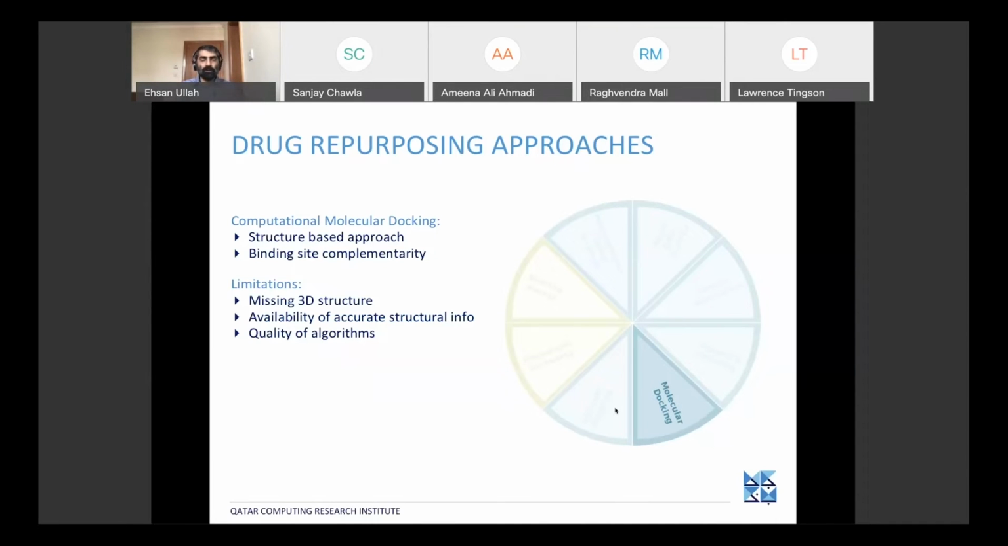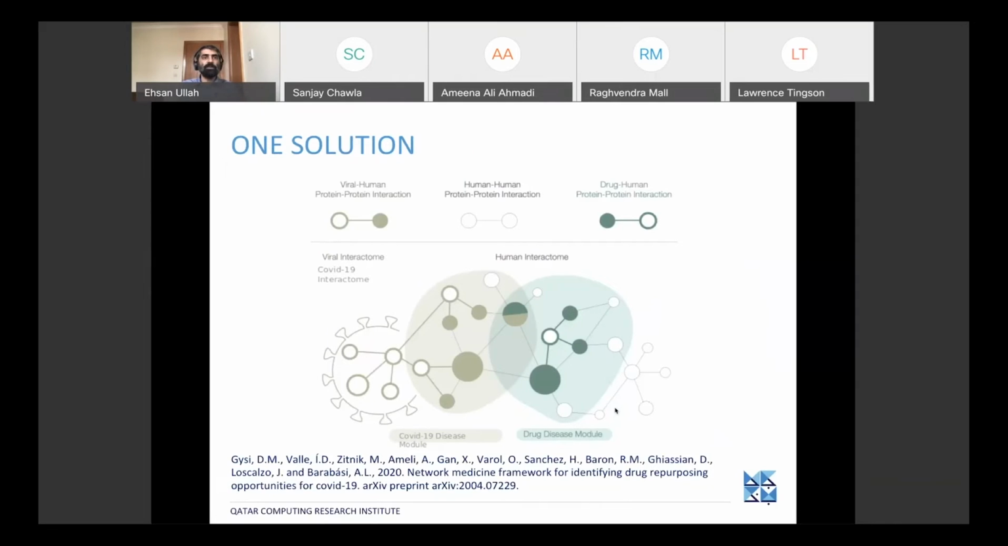One of the solutions based on these computational approaches, as described earlier, has been presented by Barabási, and they're using a network-based approach. This slide shows physical interactions used as input of the framework. On the left-hand side of this slide, you can see viral human protein interactions. These are capturing human proteins to which viral proteins can bind.